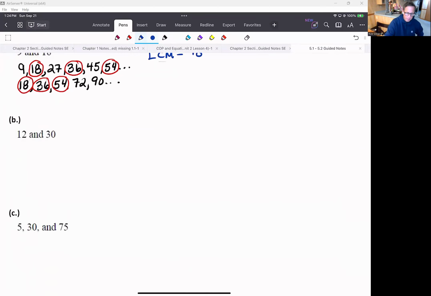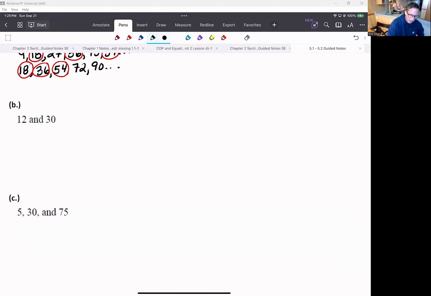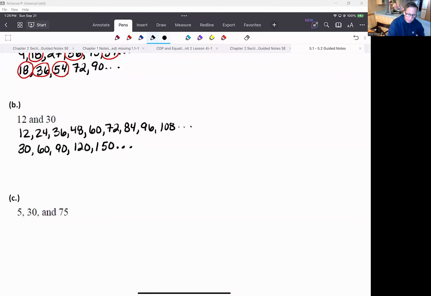All right, 12 and 30. Just use the listing method here. You got 12, and we got 24 and 36 and 48 and 60 and 72, 84, 96, 108. Just keeps going and going. All right, multiples of 30 are 30, 60, 90, 120, 150, and so on. What do they have in common? They both have 60 in common, don't they? They both have 60 as a common multiple.